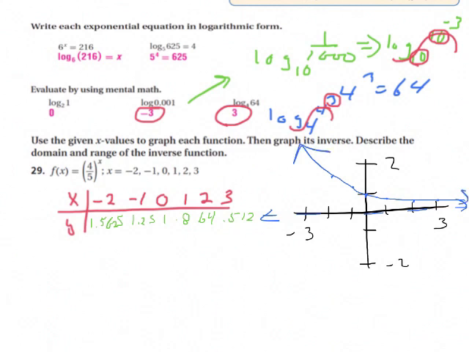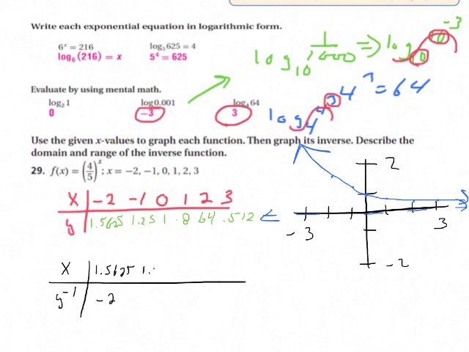All right, now let's find the inverse of that. To find the inverse, all we're going to do is switch these. So I'm going to write x and y inverse. I get 1.5625 and -2. Then I get 1.25 and -1. Then I get 1 and 0, 0.8 and 1, 0.64 and 2, 0.512 and 3. All right, now let's go ahead and graph that.